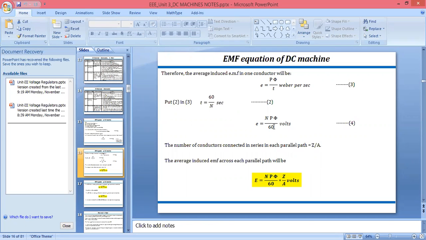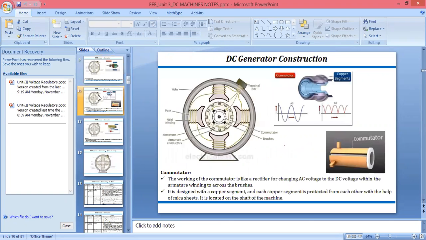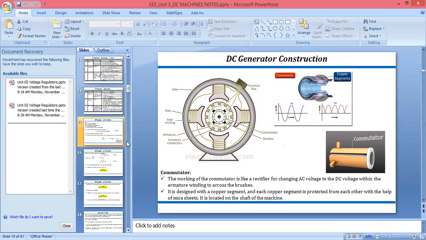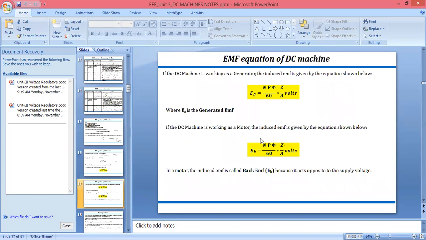If we are calculating the EMF for one conductor, you will get this equation. But if you are calculating the EMF for the parallel paths, which we have formed using the armature conductors, then if you calculate for a single conductor, single pole, you will get NPφ upon 60. And if you are calculating for the whole DC motor, you will get NPφ upon 60 into Z upon A.